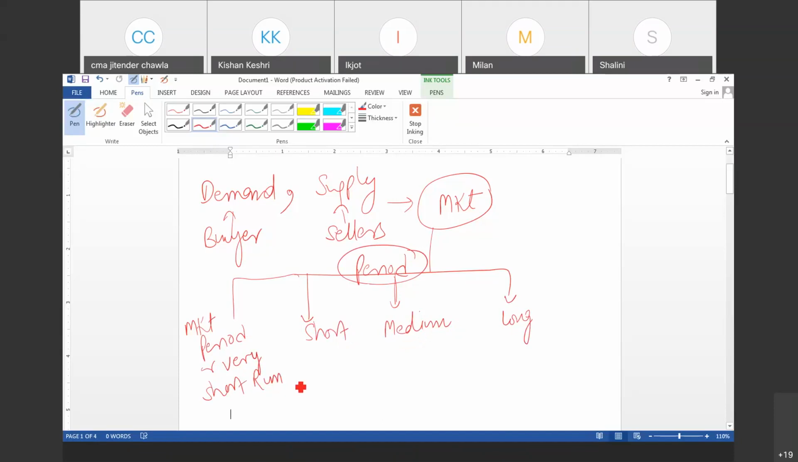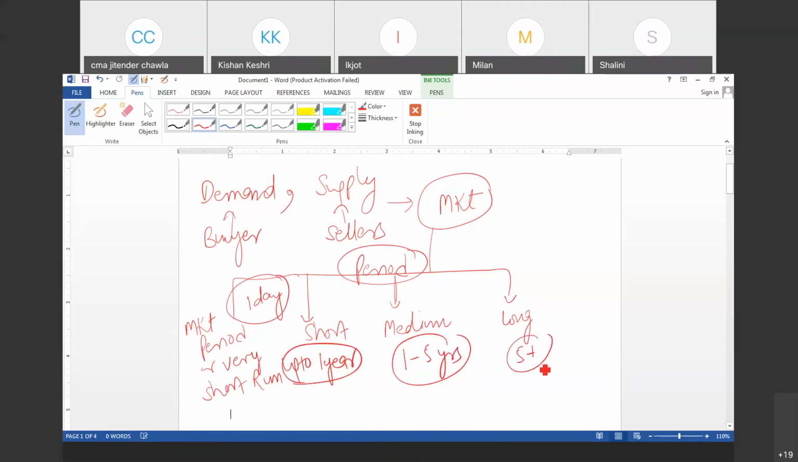When we talk about period, what do you mean by specific time? That means time may be one day. Are you getting me, friends? It may be 1 month, or it may be up to 1 year. It may be from 1 year to 5 years. It may be more than 5 years. In economics literature, you have to study all aspects.